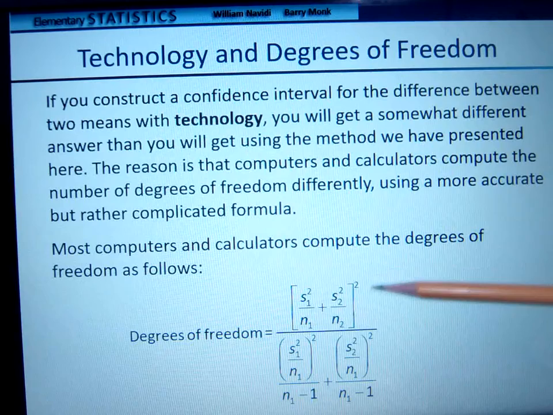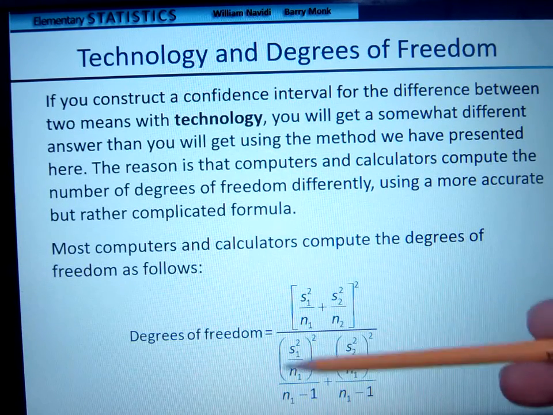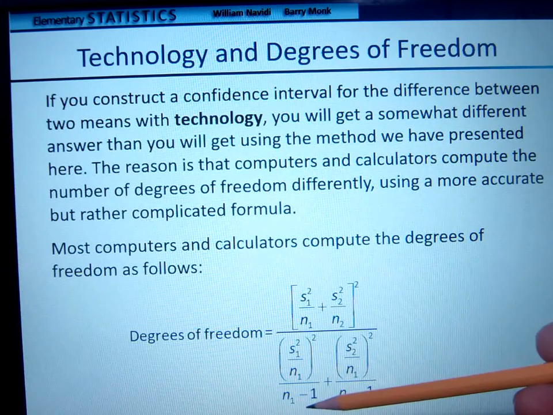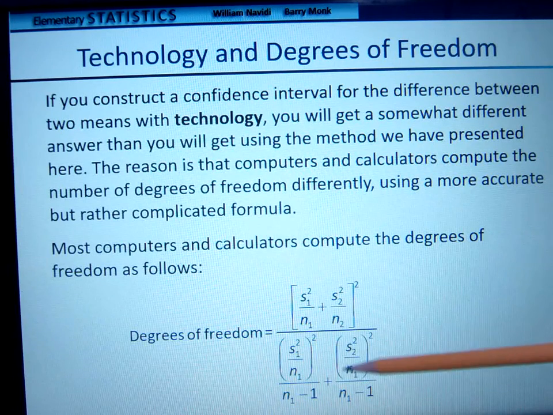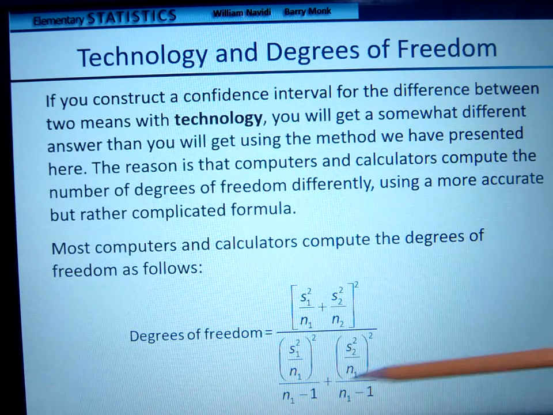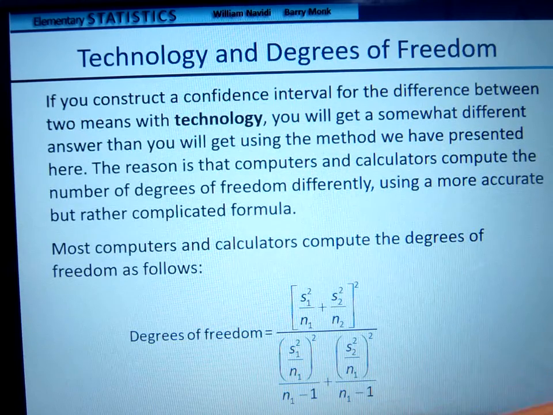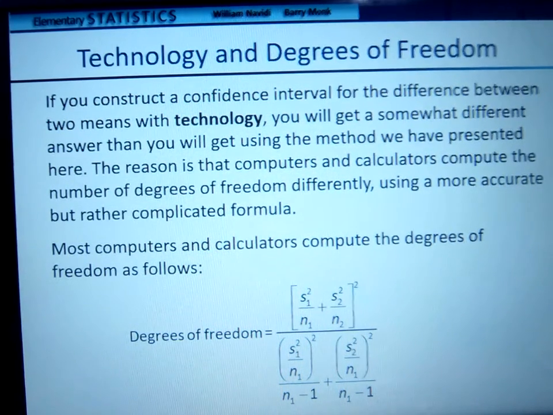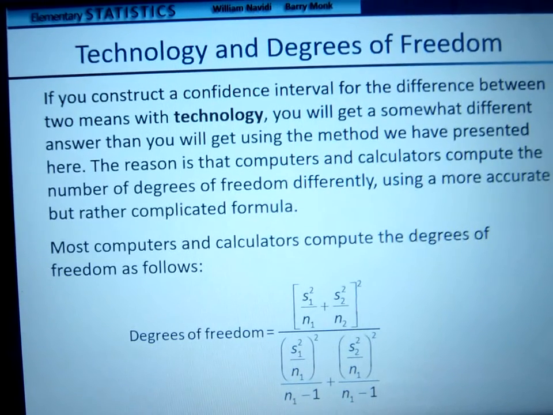So they're going to take this value divided by this value divided by the first sample n sub 1 minus 1, so the degrees of freedom of the first, and then the second one, our variance divided by n, also divided by the degrees of freedom of the second. I think that's an error again. Let me double check. These errors in these things are really getting on my nerves. So let me take a look here.